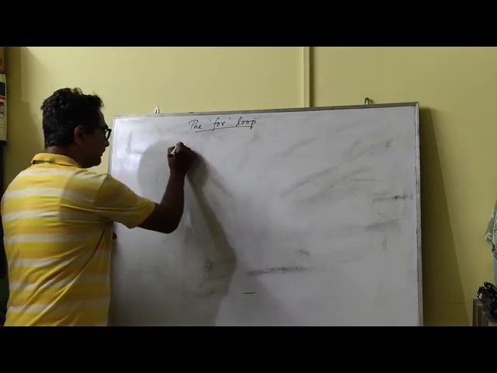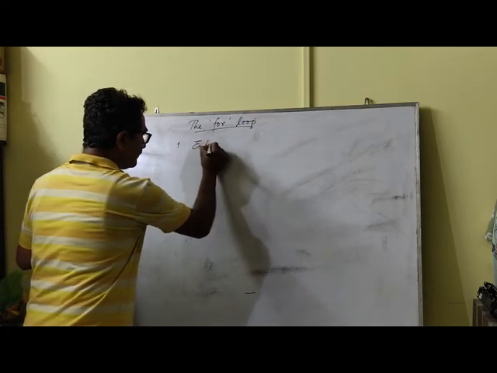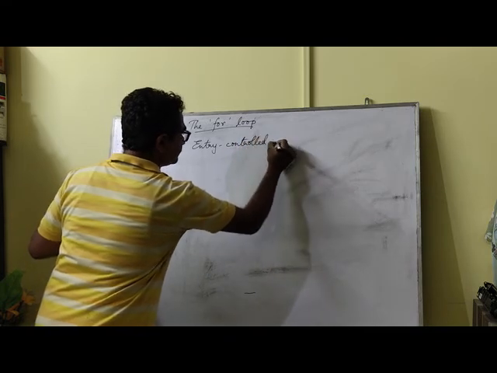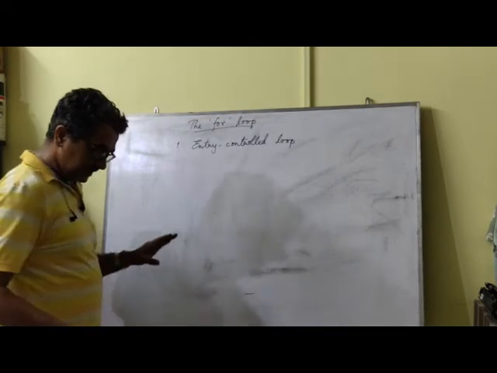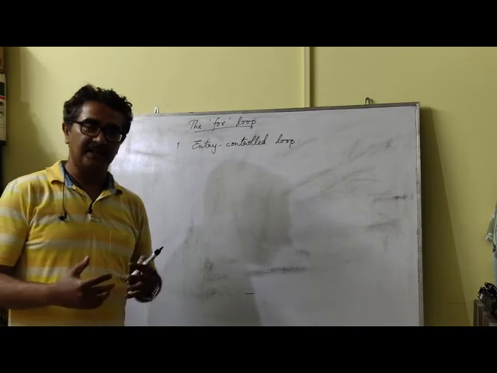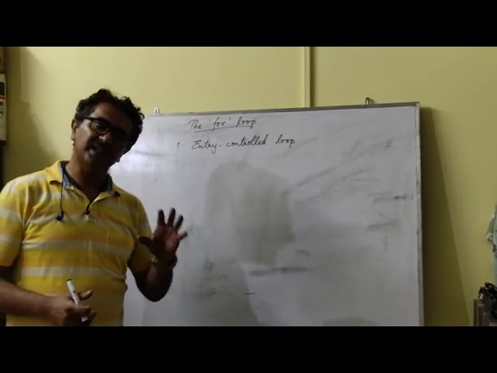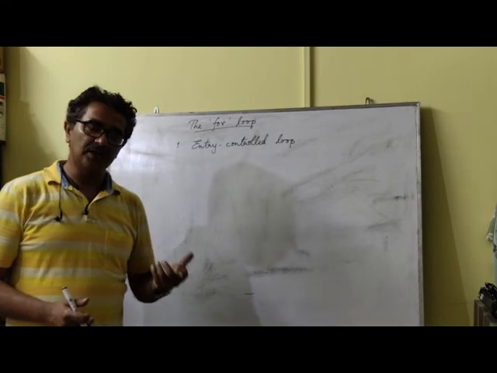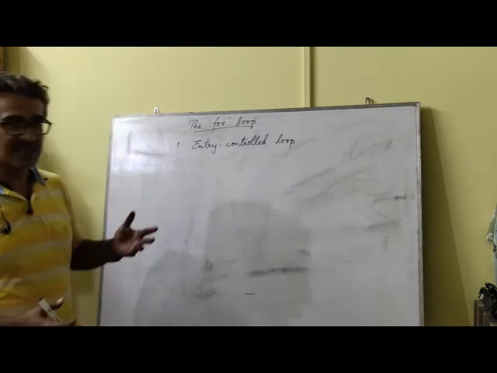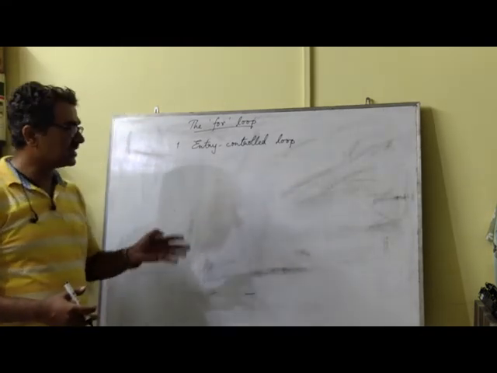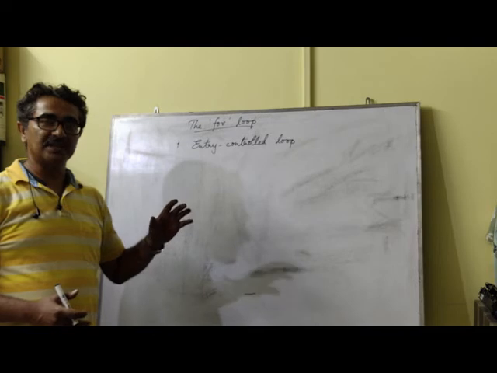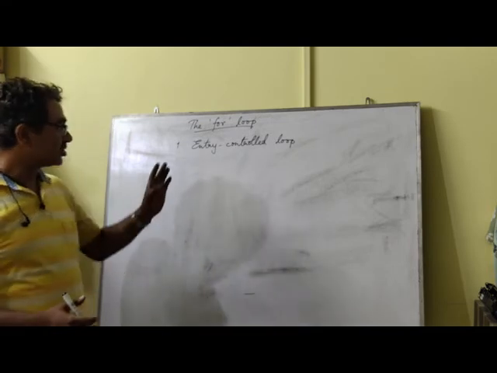Number one, it is an entry control loop. And when I tell entry control loop, what does it mean? It means that before entering the loop, it checks for the condition, and only if the condition is true, the statements inside the body of the loop gets executed. So that is how it works, an entry control loop. That is, it checks for the condition first, and only when the condition is true, it's going to execute the statement or group of statements inside the body of the loop. So that's the first condition.